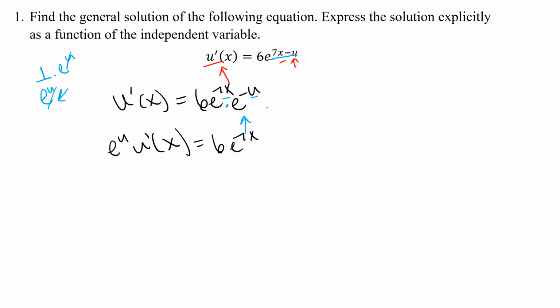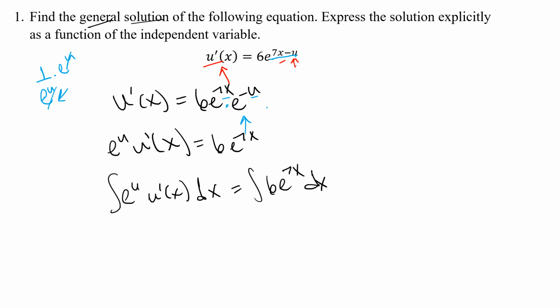Now that we have the variables separated, we want to find the general solution. That means we need to find the integral of both sides, and we're going to do it with respect to x. So we want to put a dx there, and the same thing over here: the integral of this side, again with respect to x.